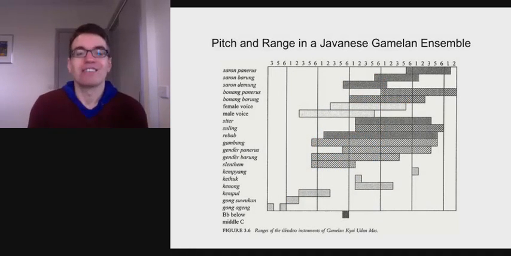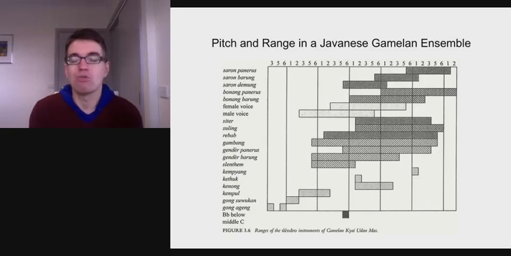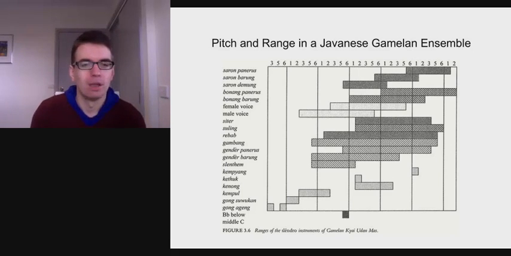In this slide, the picture that I've included here demonstrates the pitch and range of some of the instruments that I've discussed so far in the video. So we can see that the saron panerus, for example, at the top of the y-axis, has a very high pitch, whereas the gong ageng at the bottom of the list has the lowest pitch in the gamelan ensemble. This doesn't include instruments such as the celempung or the bedug.